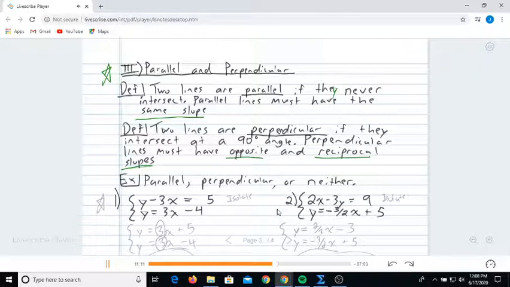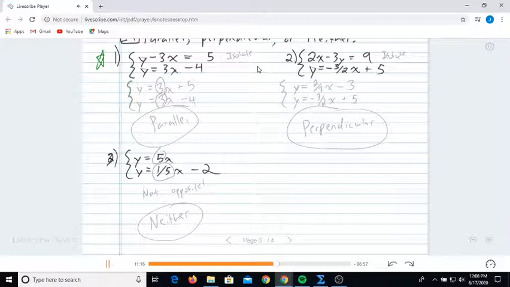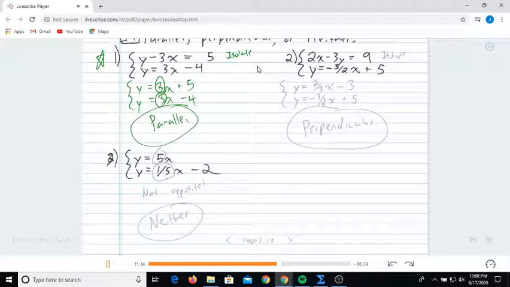Now, let's go ahead and look at this example 1. Now, we need to get the y by itself. Alright, so here we need to go ahead and isolate the y, so just add 3x to both sides. Once we get the y by itself, we can see the slope. So I can see that the first has a slope of 3, the second has a slope of 3, it's the same slope, and therefore can conclude these two lines are parallel.